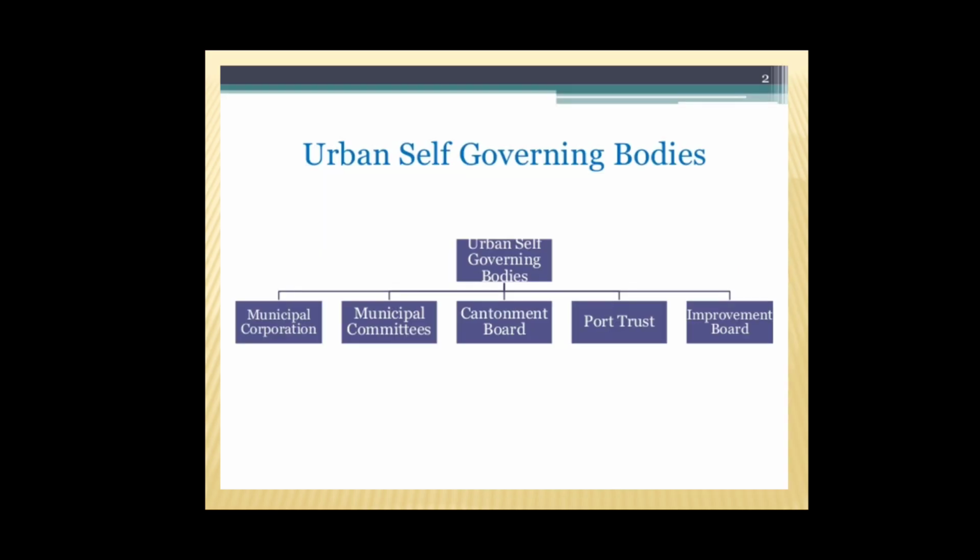And urban self-governing bodies are municipal corporation, municipal committees, cantonment board, port trust, and improvement board. Though we are not going to learn in this chapter in so much detail, I have just given you vivid knowledge or information regarding the types of rural and urban self-governing bodies.